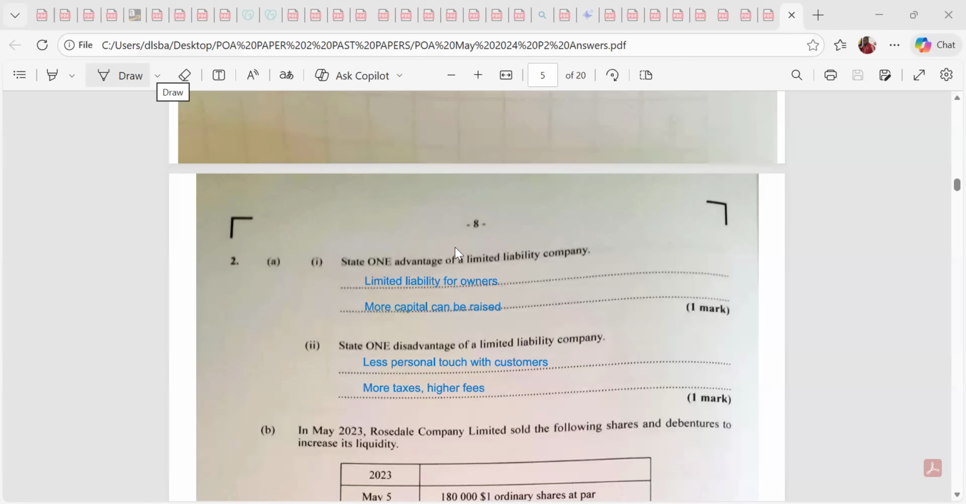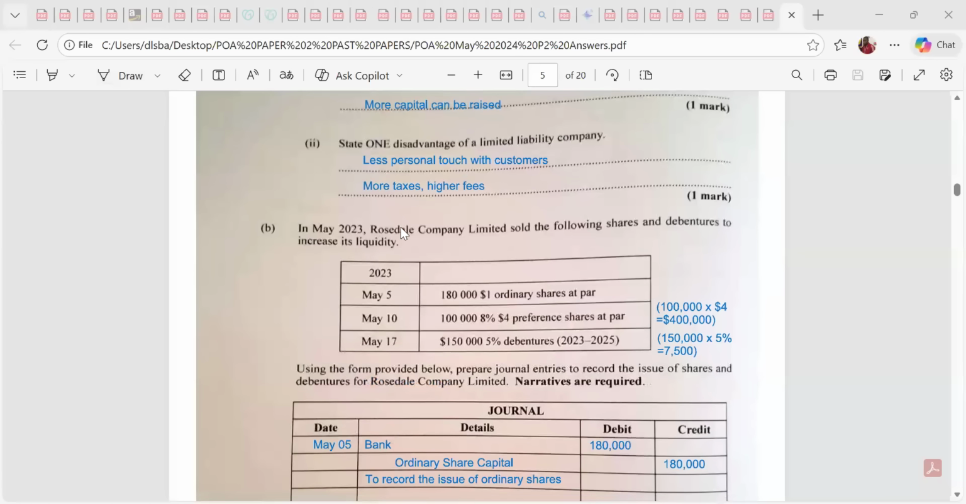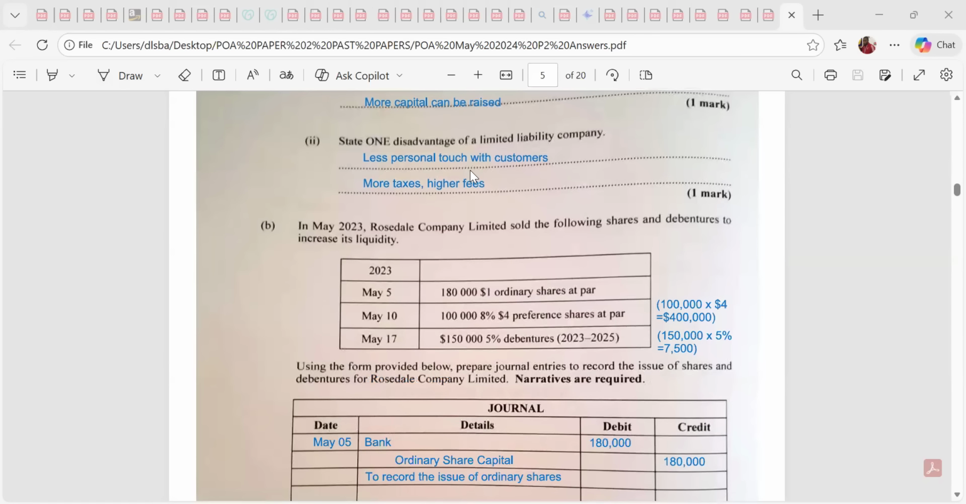Then they said, in May 2023, Rosedale Company Limited sold the following shares and debentures to increase its liquidity. $180,000 ordinary shares, 100,000 8% preference shares, 150,000 5% debentures. And the biggest difference here is the debentures.